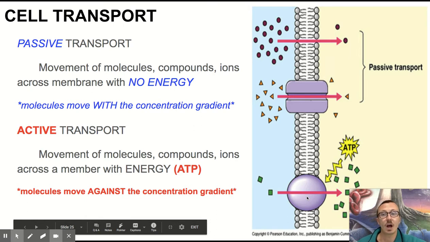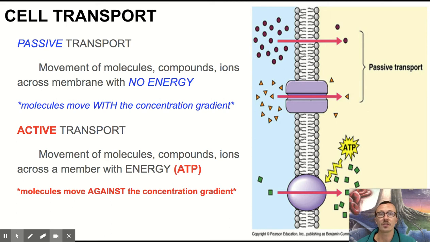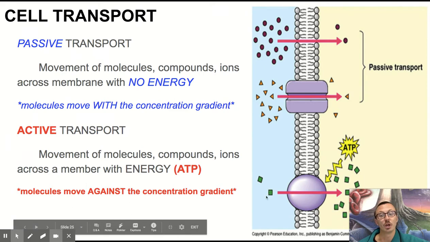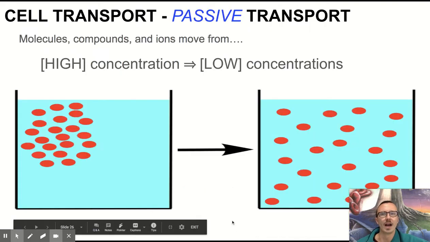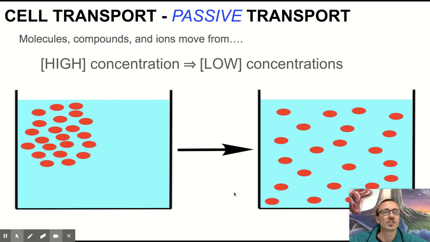things in and out. Passive transport is a way in which things can move in and out of the cell with no energy. Active transport requires active energy, right? So active needs ATP. ATP is what powers active transport. Passive transport moves things from high to low, and active goes from low to high. But let's look a little bit more at the passive transport, the ways in which things can move into and out of the cell with no energy.